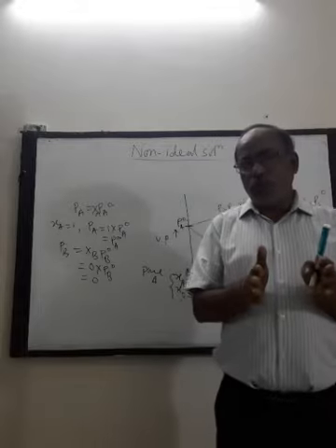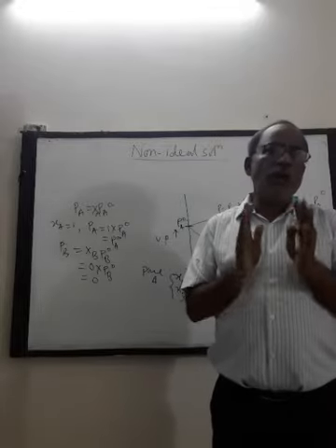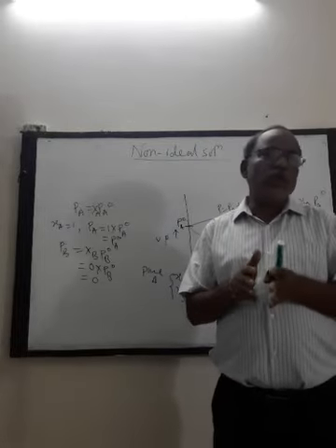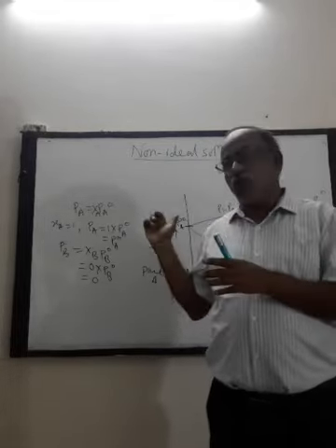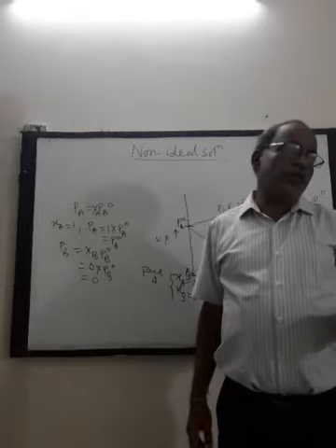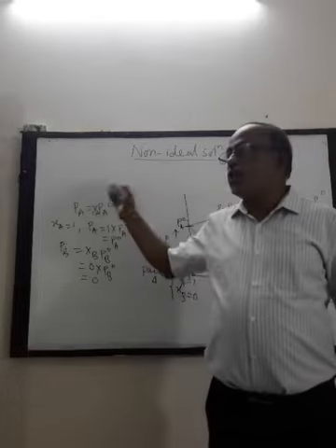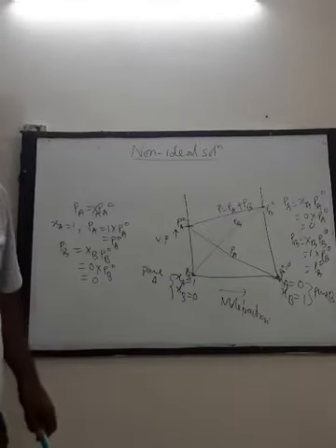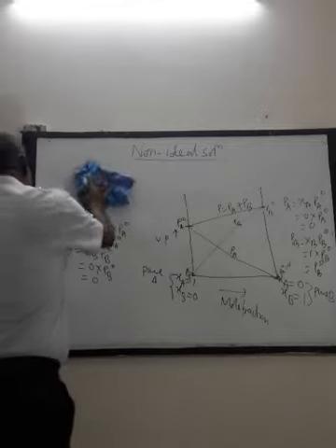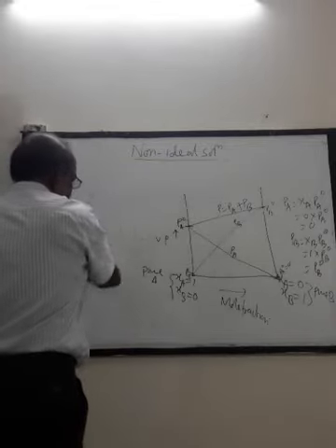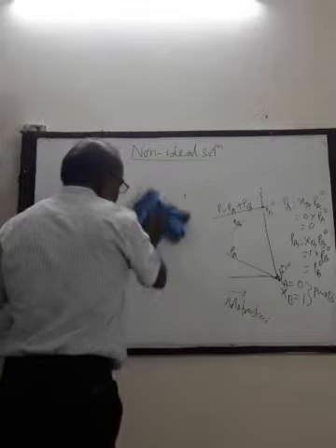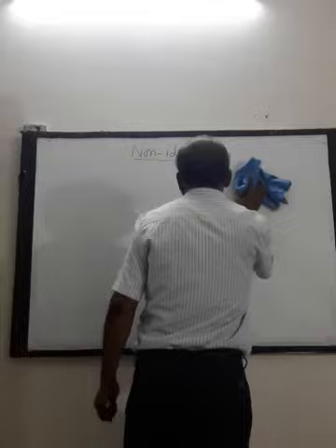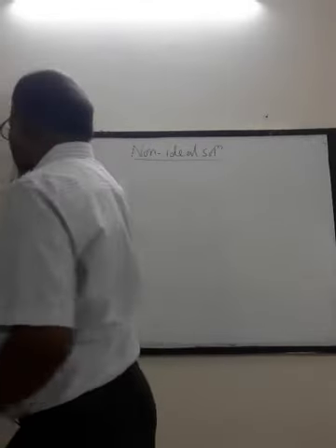If any solution obeys Raoult's law, it is known as ideal solution. If any solution disobeys Raoult's law, it is known as non-ideal. So ideal obeys Raoult's law. Non-ideal disobeys Raoult's law. So there are again 4 different characteristics of non-ideal solution.